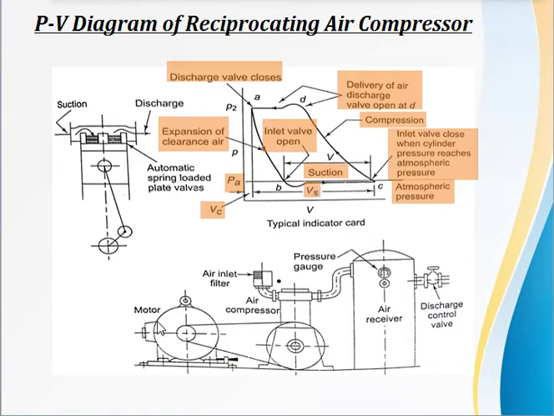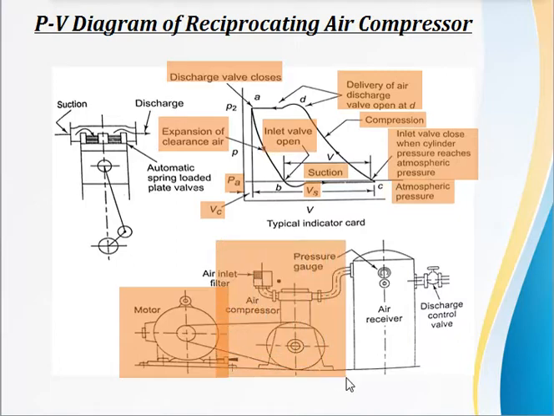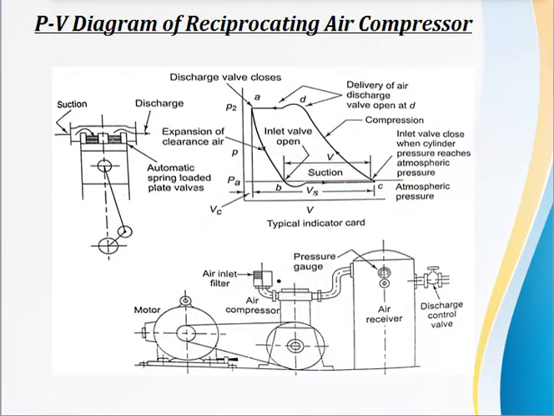So here you can clearly see the block diagram of the air compressor. So this is the prime mover, that is the motor. This is the actual air compressor which is connected with the belt. This is the air compressor, this is the storage tank, and this is the discharge valve.